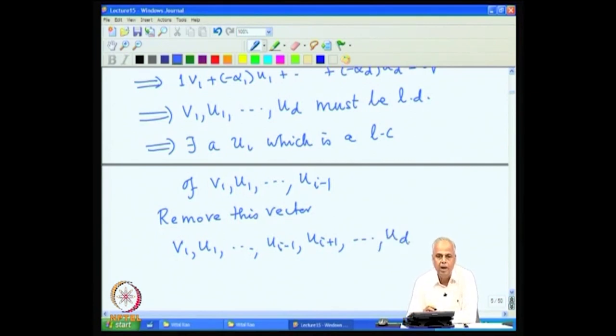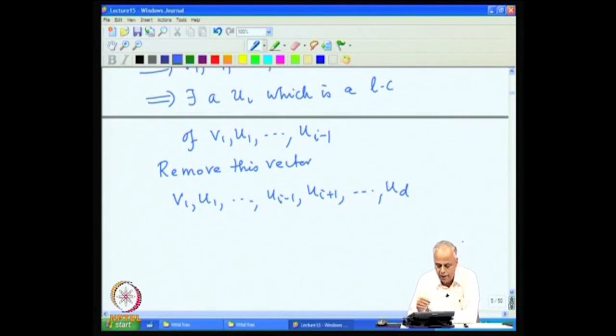Now, this set may or may not be linearly independent. Suppose this is further linearly dependent, then we can do the scanning again and then we can knock out a vector which is a linear combination of the preceding ones. Now, that cannot be v1, that cannot be u1, that cannot be u(i-1), because we have seen these are not linear combinations of the previous ones. Now, it could be u(i+1) or u(i+2) and so on. So, we knock off a vector uj where j is bigger than i.